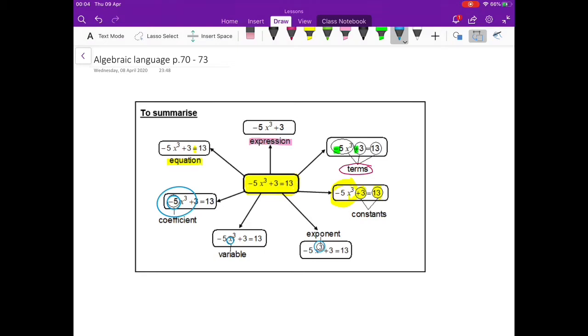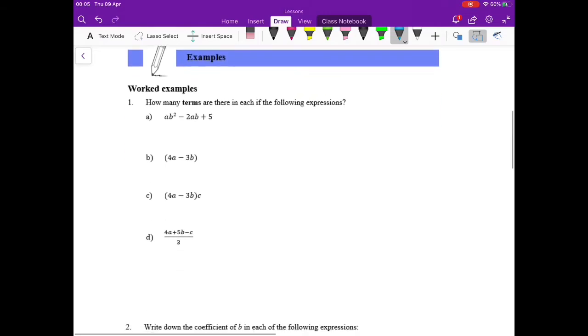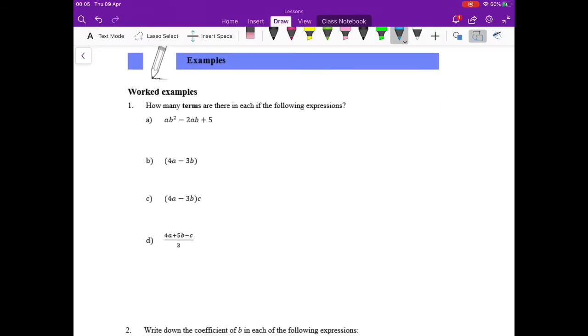Those things you have to know. You've got to understand the terminology and you've got to be able to use it. So let's go and have a look and see how we use it. The first thing we're going to look at is how many terms are there.